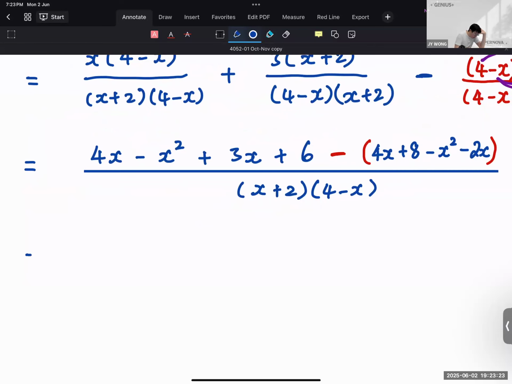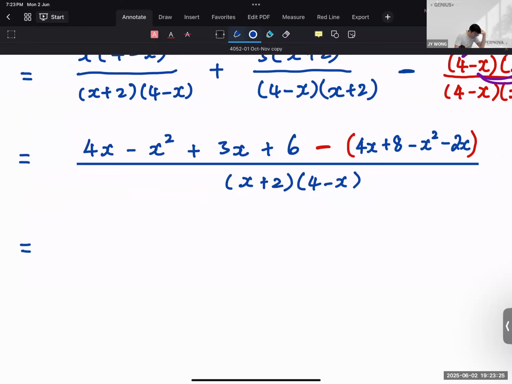Okay, so here you can go and simplify the numerator first. I will have 4x plus 3x, which is 7x, right? Then I have minus x squared. Then I have plus 6. And this part here is where it is tricky. I put a minus here. I have 4x minus 2x, so that will give me plus 2x, right? If you are the kind who will tend to make careless mistakes, you simplify what is in the bracket first. So that will give you negative x squared plus 2x plus 8.